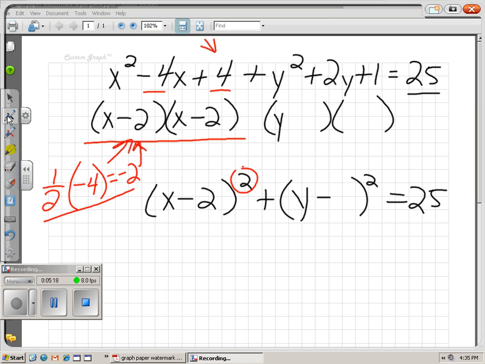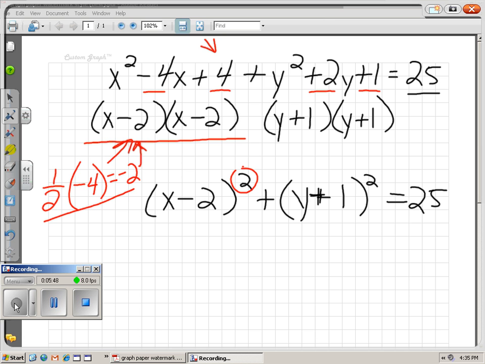So I have y, and I'm factoring it, and I realize that y plus 1 times y plus 1 is what I'm looking for, because I want two numbers that when I multiply them I get 1, but when I add them I get 2. That has to be positive 1, positive 1. I can write y plus 1 a shorter way as y plus 1 squared. That needs to be a plus. So I have x minus 2 squared plus y plus 1 squared equals 25.